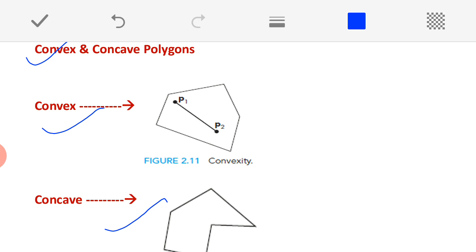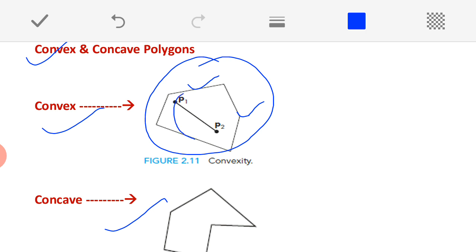Next, how to find out whether this is a convex or concave? For example, you take any 2 points inside this polygon. Here I have taken P1 and P2 inside the polygon, and I have joined them using a line. Then the whole line is going to lie inside this polygon only, so it is convex.